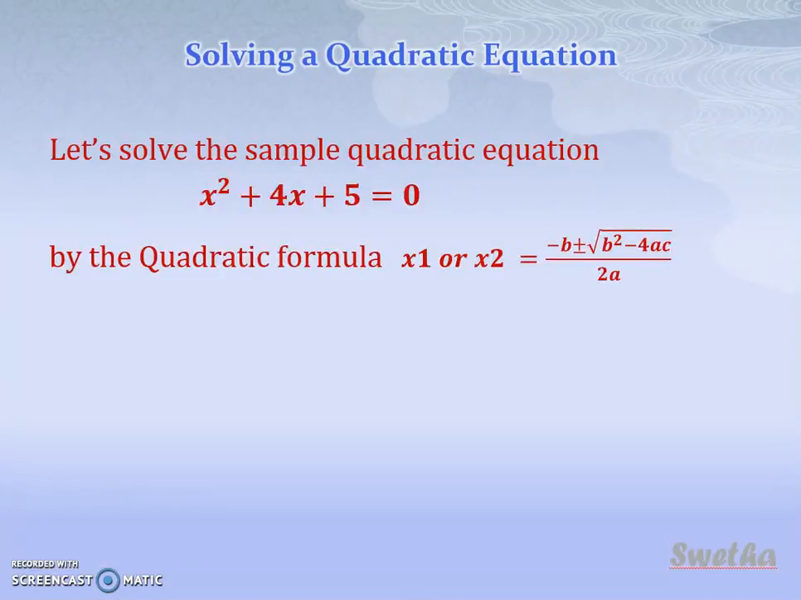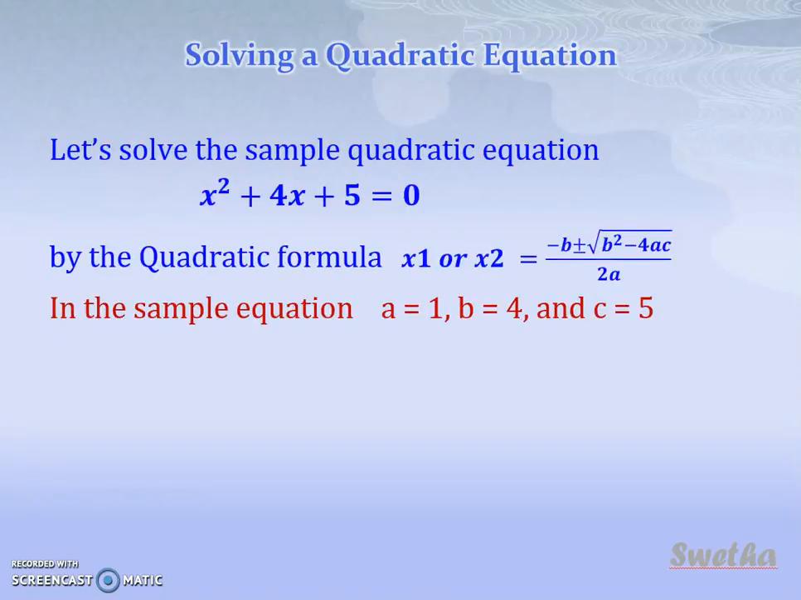Now let's solve the quadratic equation that we have gotten with the quadratic formula. The quadratic formula, as you can see here, is x1 or x2 is equal to negative b plus or minus the root of b squared minus 4ac over 2a.